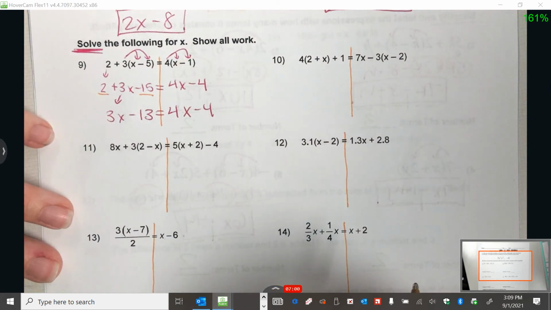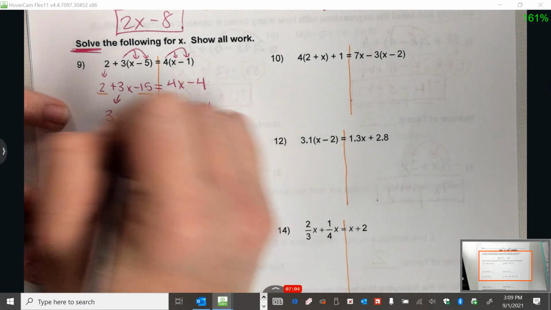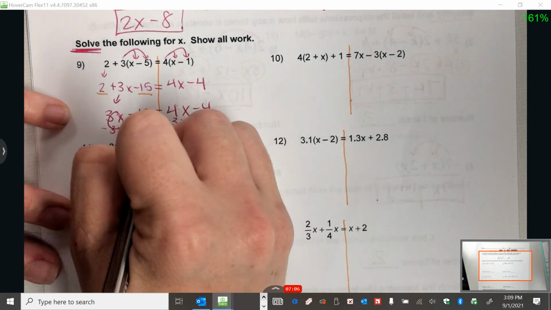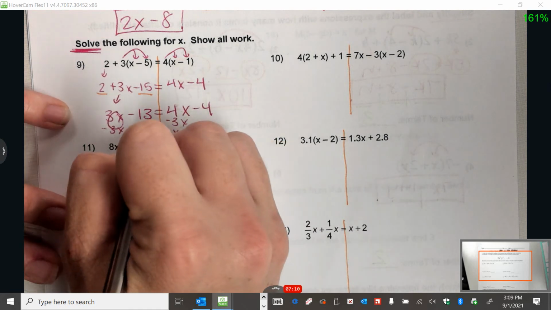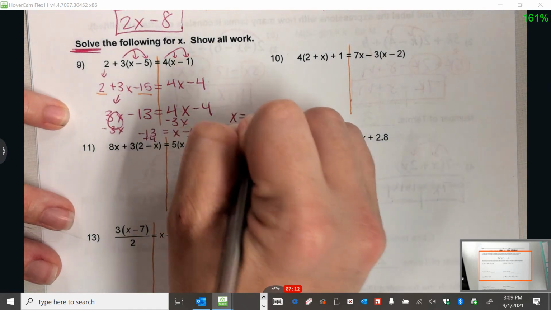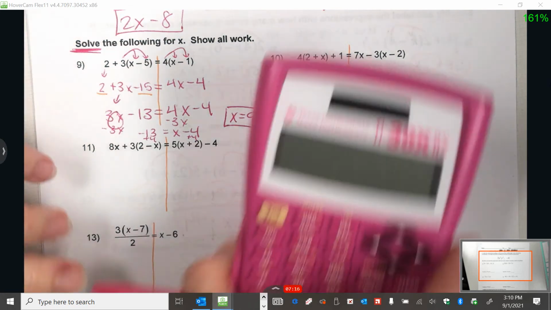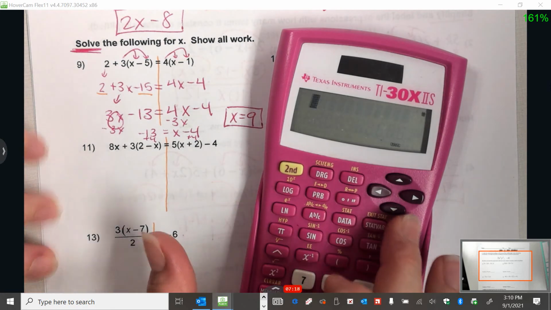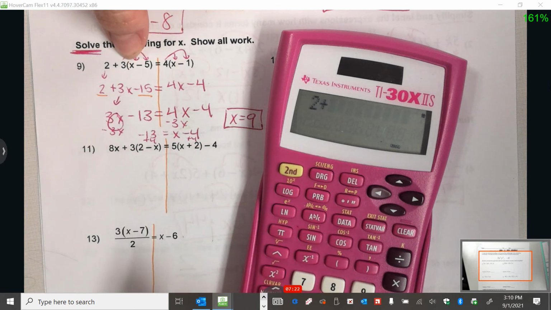And now I like to move my smallest x first, so minus 3x minus 3x. And that leaves me with negative 13 equals x minus 4. Now I'm going to add 4, and that gives me x equals 9. Now you can check your work by typing this in the calculator. So I'm going to plug in 9 for x. So 2 plus 3 parentheses 9 minus 5. So that equals 14.